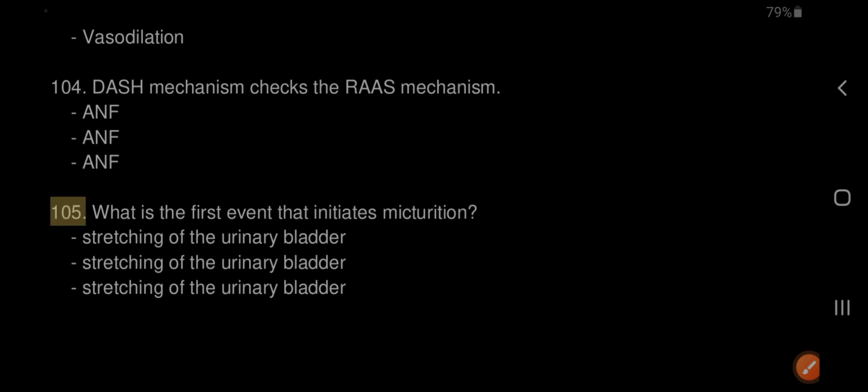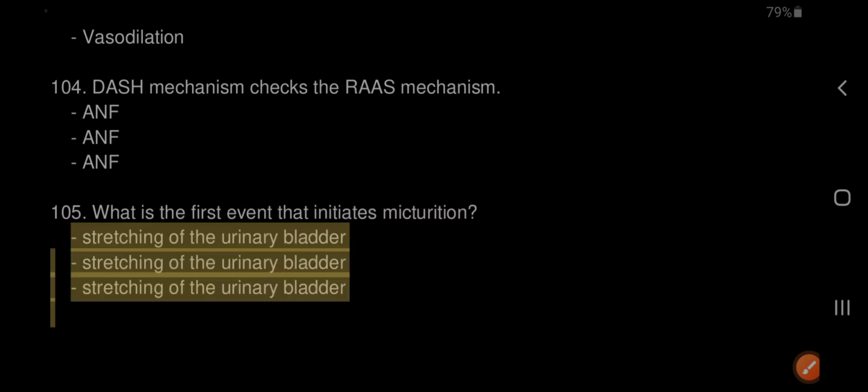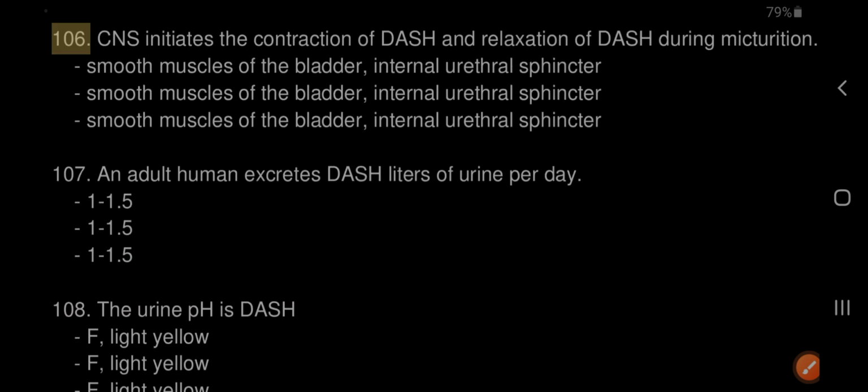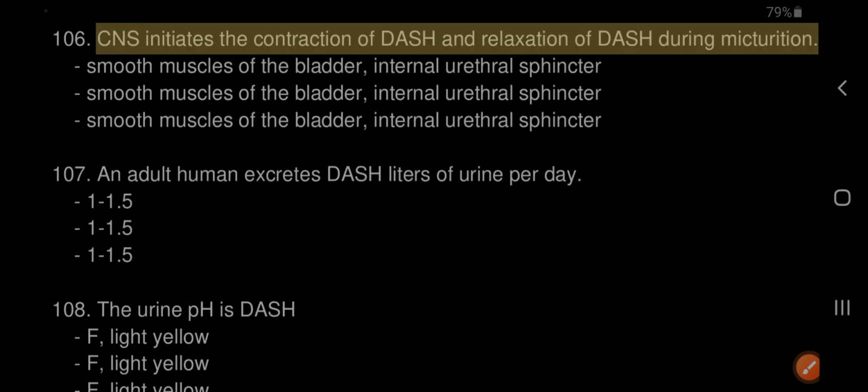105. What is the first event that initiates micturition? Stretching of the urinary bladder. 106. CNS initiates the contraction of dash and relaxation of dash during micturition. Smooth muscles of the bladder, internal urethral sphincter.